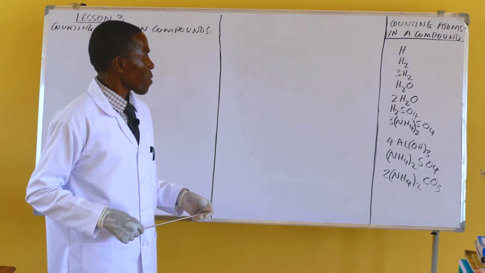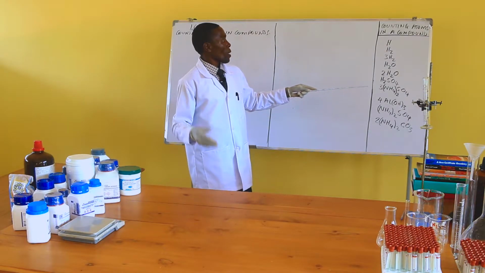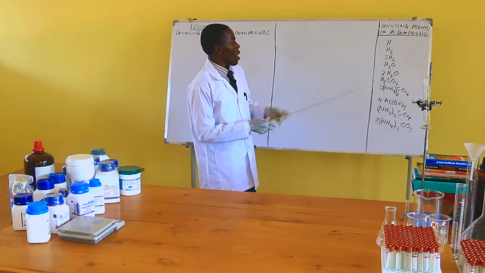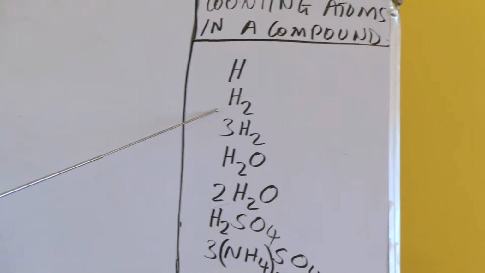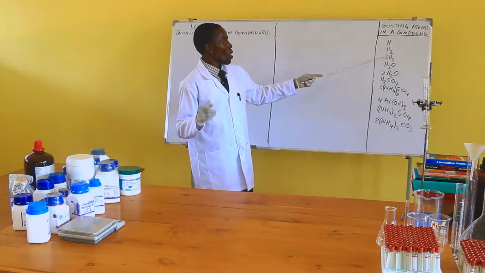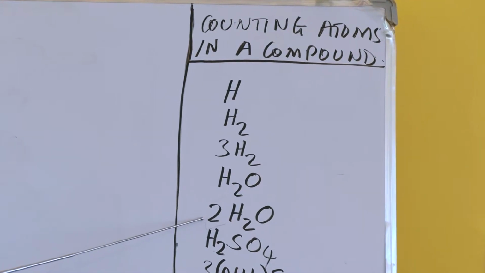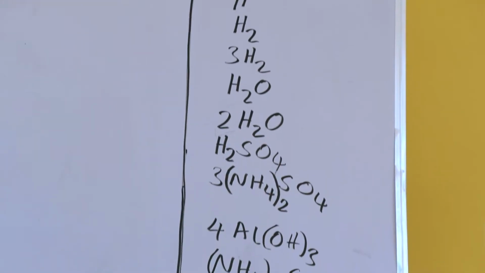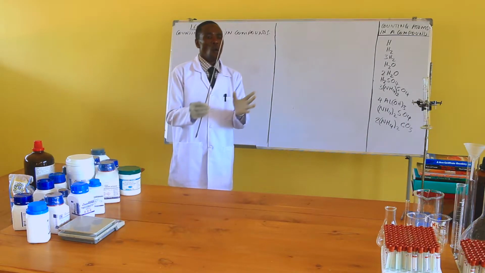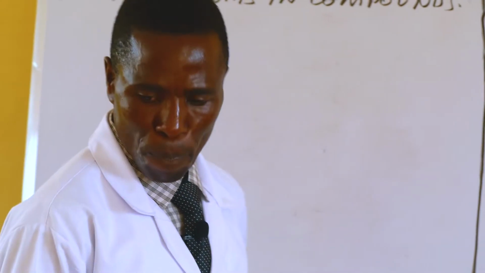To start with, these are the compounds, but it simply starts with a single atom. This is a hydrogen atom, and this one is a hydrogen molecule or hydrogen gas. This one is 3 molecules of hydrogen, and this is water. This one is 2 molecules of water, sulfuric acid, and others. Now you can see there is a variety of compounds. We need to see one by one how we count the number of atoms in each chemical formula.